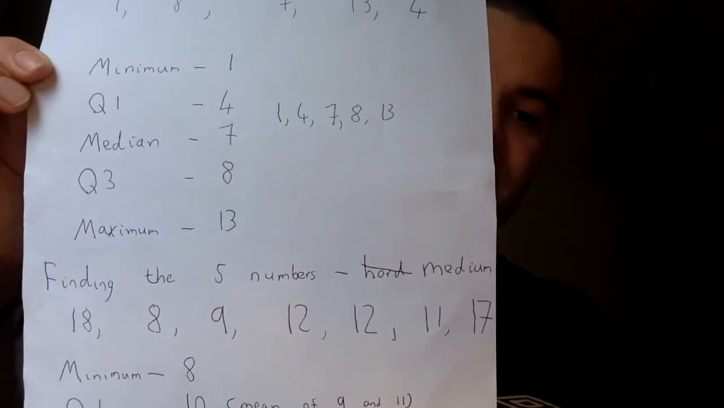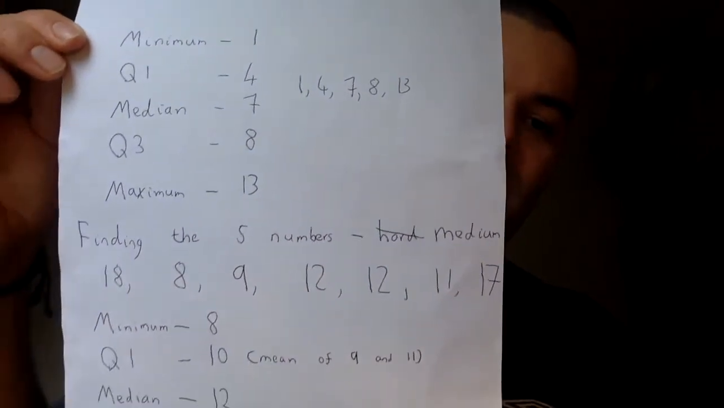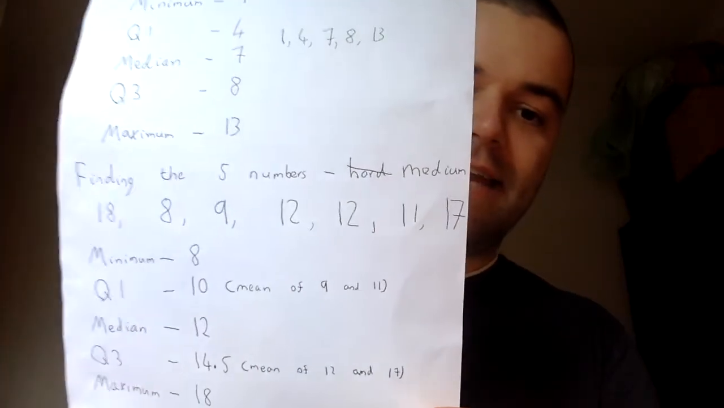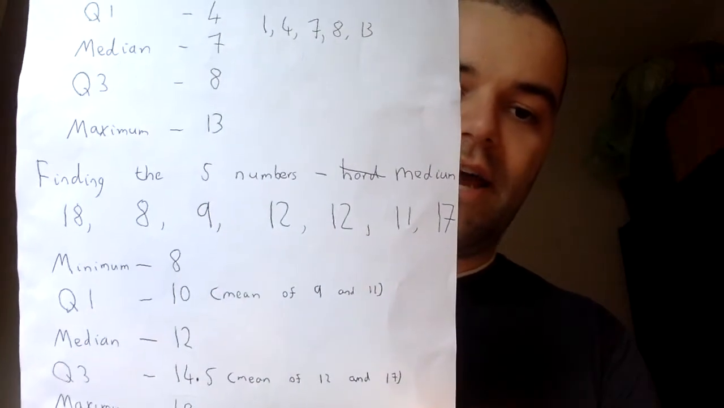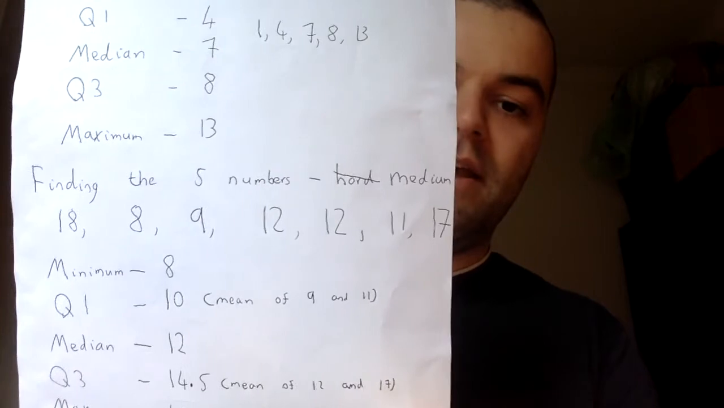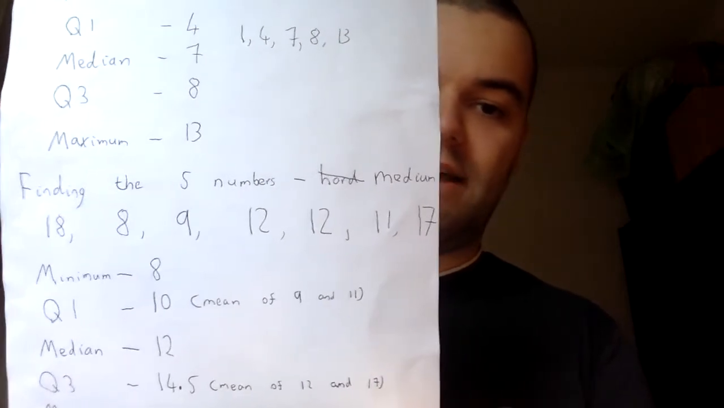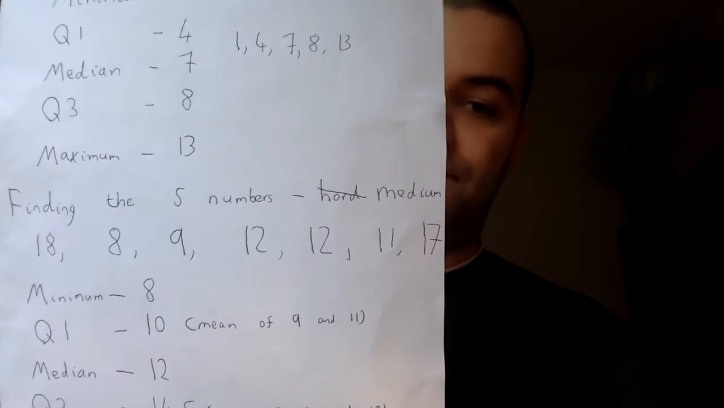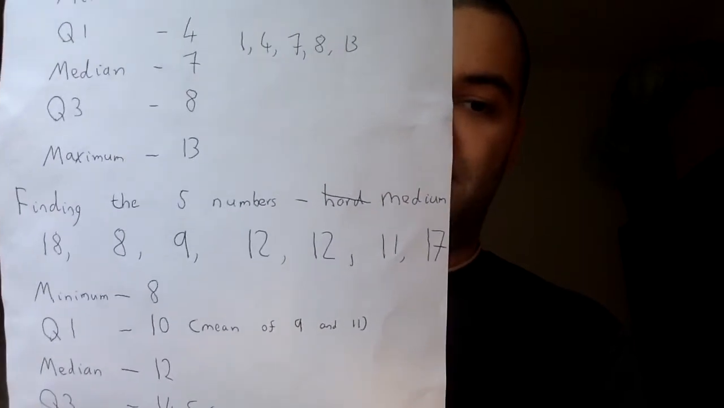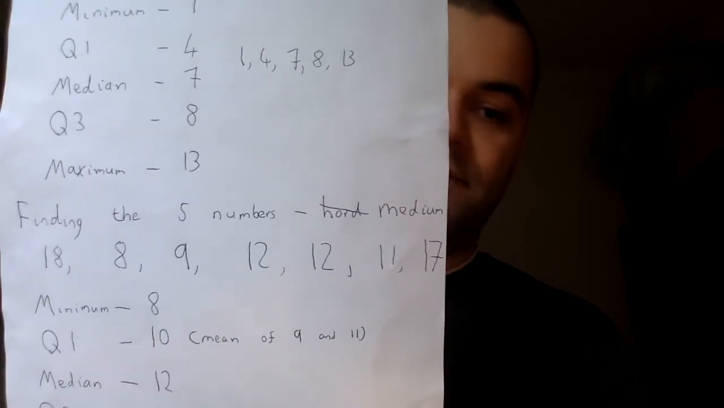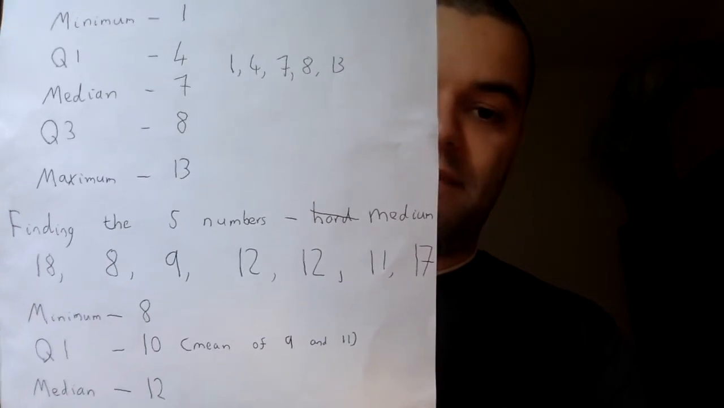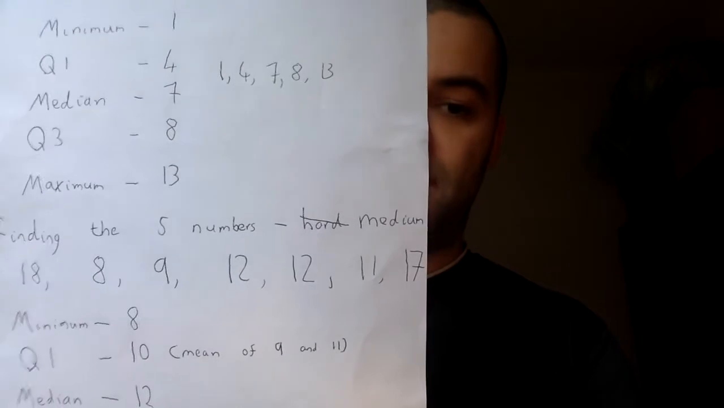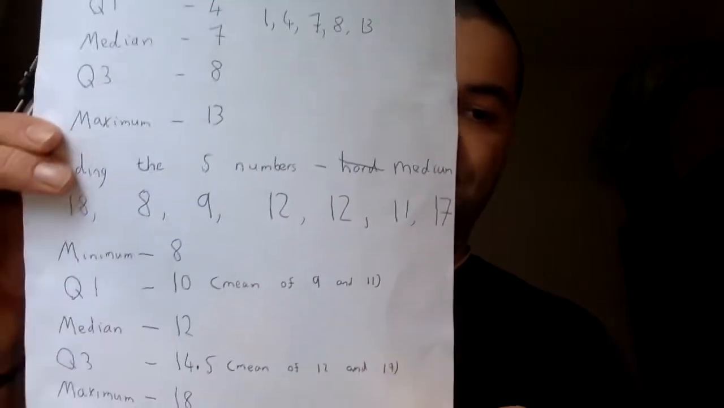Okay, so going through, the minimum was 8. The Q1 was 10. And the way that I worked that out is 10 is in the middle of 9 and 11, all right? If you arrange these in order of lowest to highest, which you should have done already, that's the first thing to do. Once you find your minimum of 8 and your median of 12, the numbers in between there are a 9 and a 11, so 10 is in between those two numbers, which makes it the Q1.